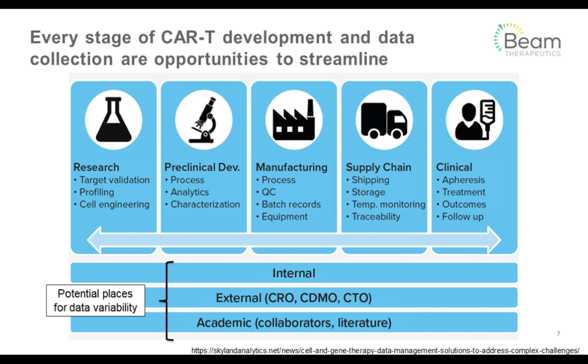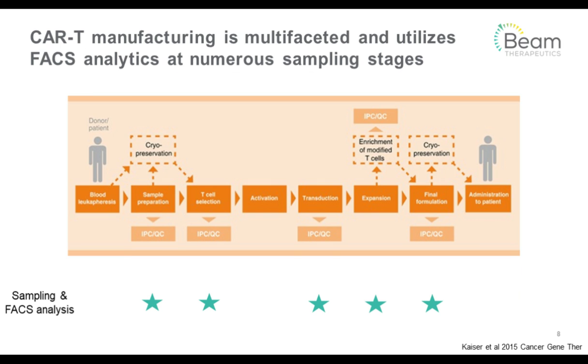It's also important to keep in mind that every stage of CAR-T development and data collection are really opportunities to streamline these assays, whether it's research, preclinical phase, or manufacturing. It's important to realize that each of those phases can also have internal groups or external groups, whether that's your contract manufacturing organization or a research organization, and a lot of companies also have academic collaborators that they work with. While these are great places to have data collection, they're also potential places for data variability. It's important to keep that in mind as you go throughout the development process.